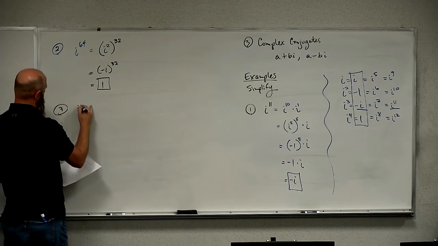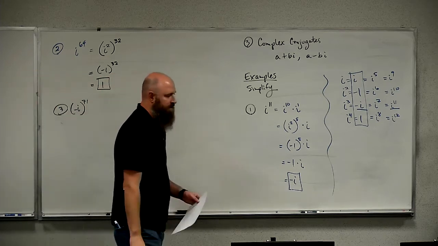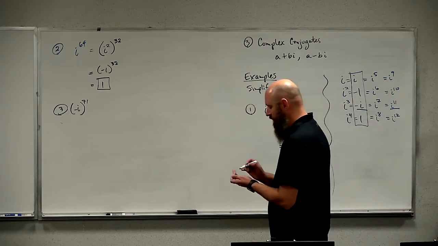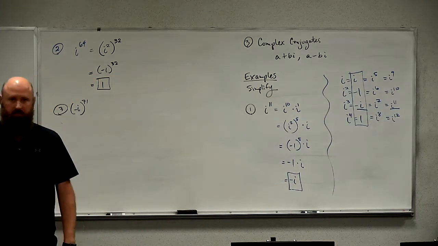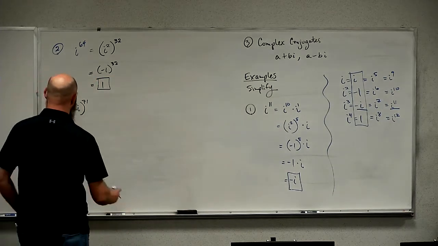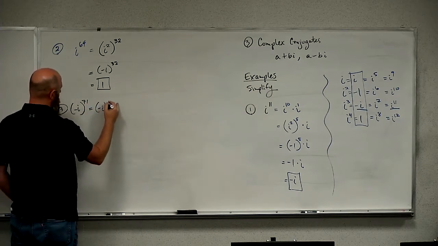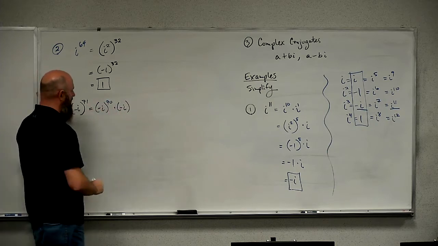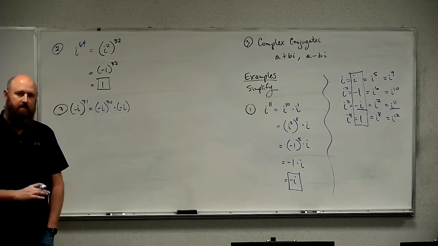3. -i to the 71st. Okay. All right, now even though it's a negative i, we're still going to do the same thing. Okay, we're going to separate. We see it's an odd power, so we're going to separate this negative i to the 70th. We're subtracting 1 times negative i. Okay, taking that, what's inside the parentheses out.